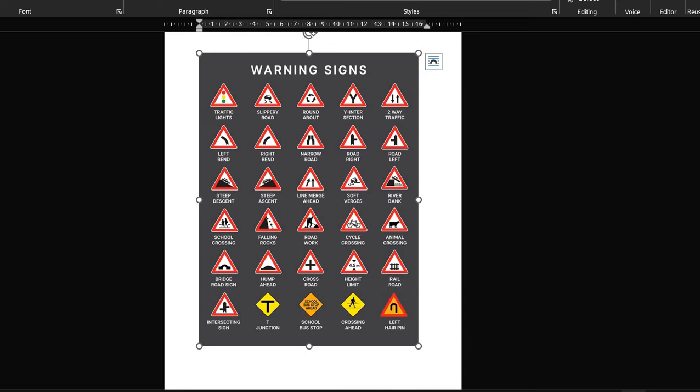So we have the traffic lights, of course. This is composed of 3 colors. Okay, the example of slippery road, roundabout, ibig sabihin yung rotonda, the Y intersection, the two-way traffic. So, minsan nagkakaroon tayo ng confusion or nalilito tayo doon sa two-way or kapag may mga nakikita tayong one-way signages. Left bend, right bend, narrow road, road right, road left, steep descent, steep ascent, lane merge ahead, soft verge, riverbank, school crossing, falling rock.